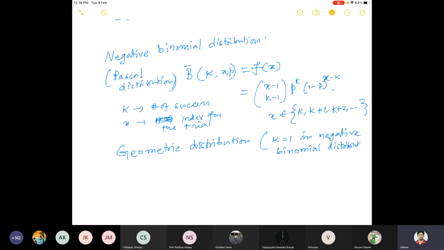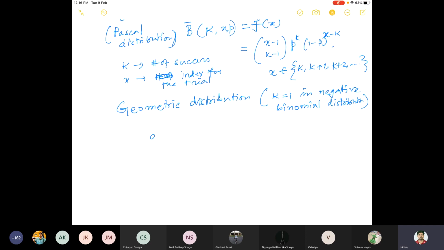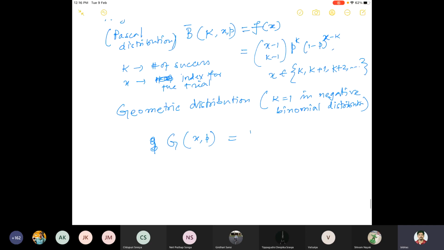So in that case, then what happens? Sometimes it's like G, the geometric distribution. If you take k equal to 1 there, it will be just p times (1 minus p) to the power x minus 1. So x can belong to 1, 2, 3, and so on.